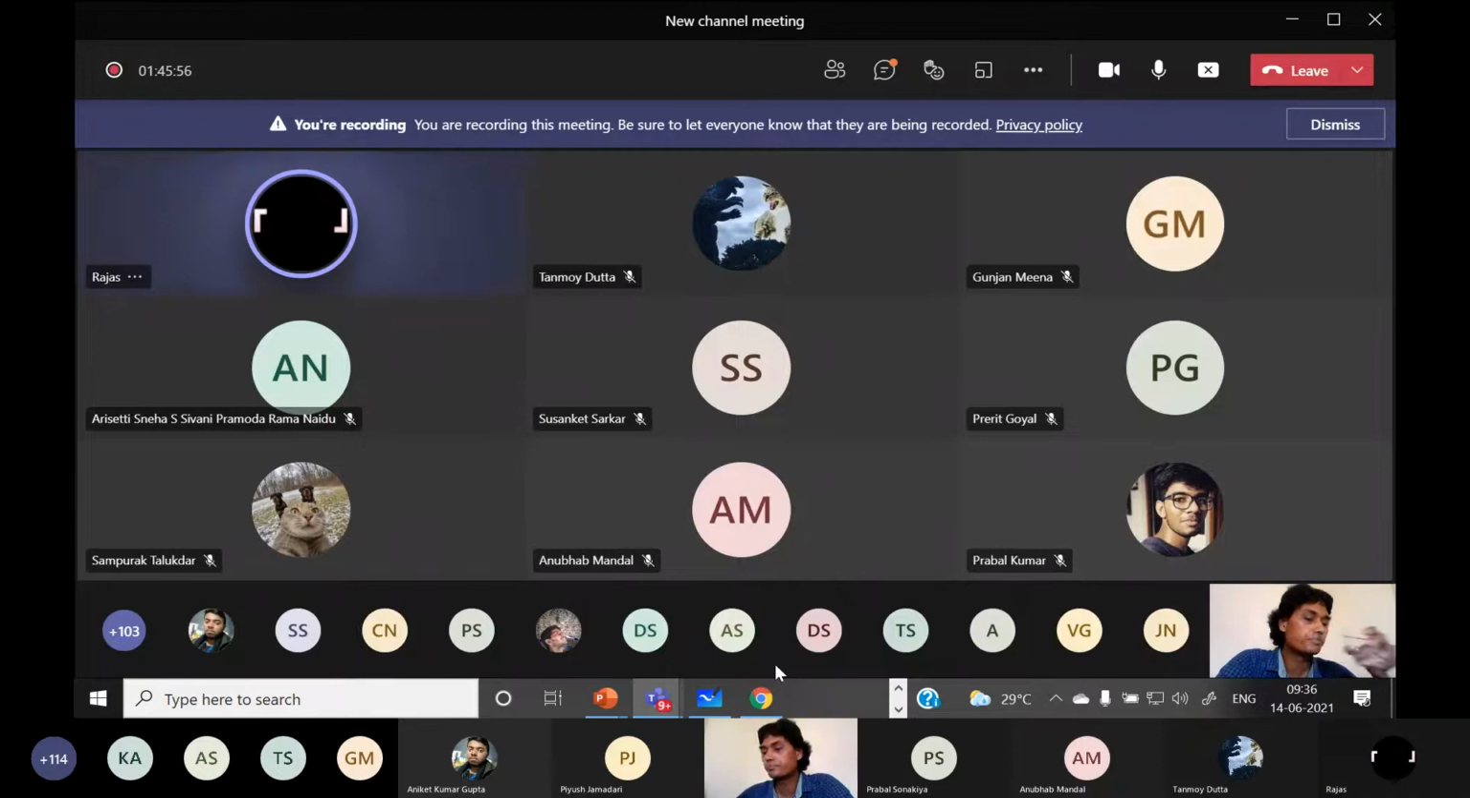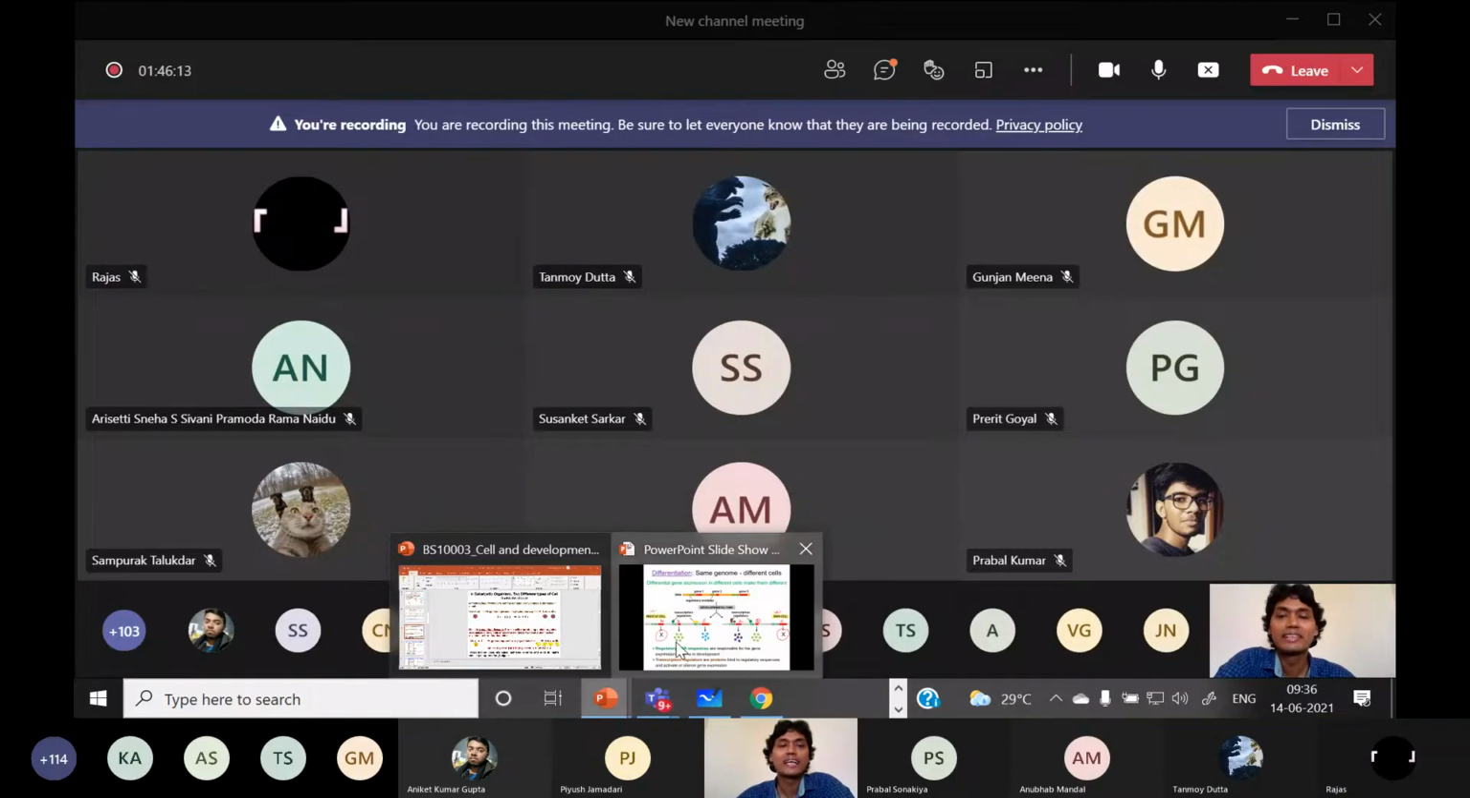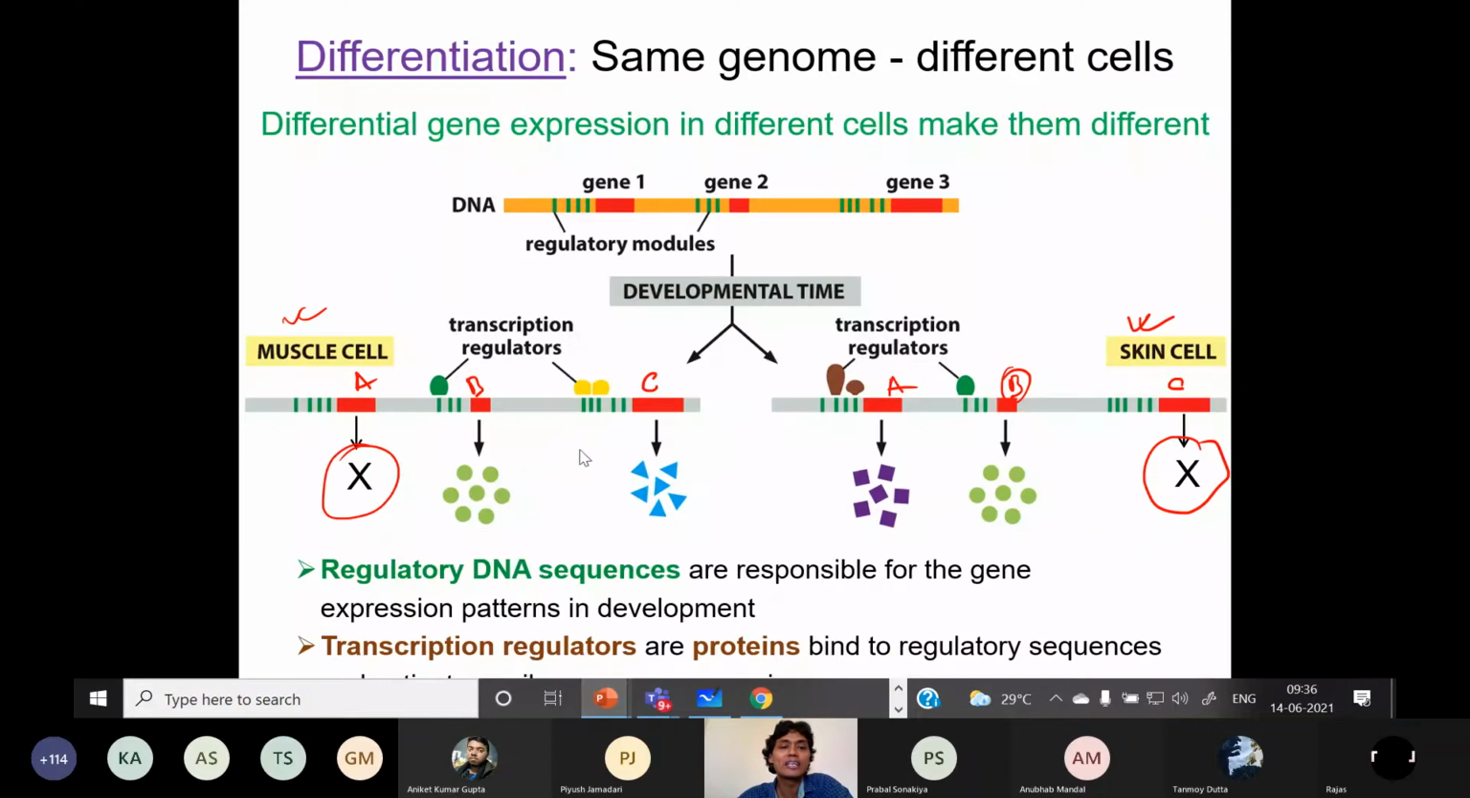Excuse me, sir. Here in the first diagram, only A should get expressed now, because transcription regulators are present in B and C. Oh, okay, I got it. I understand your point. So you are saying that here transcription regulator binds, so only A will be produced, right?